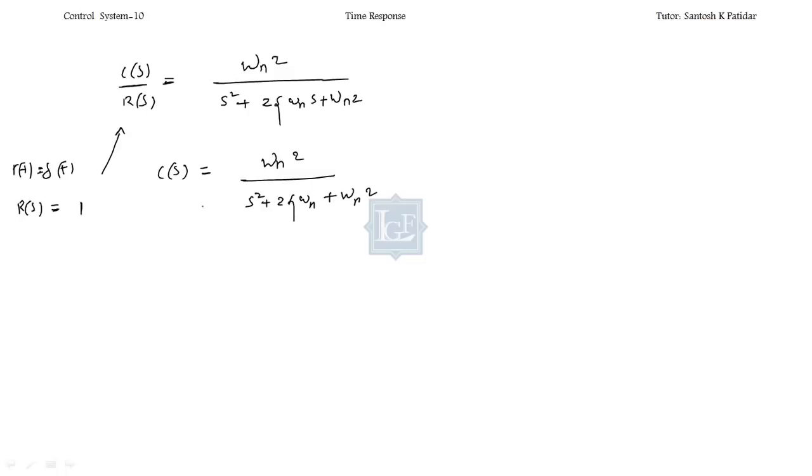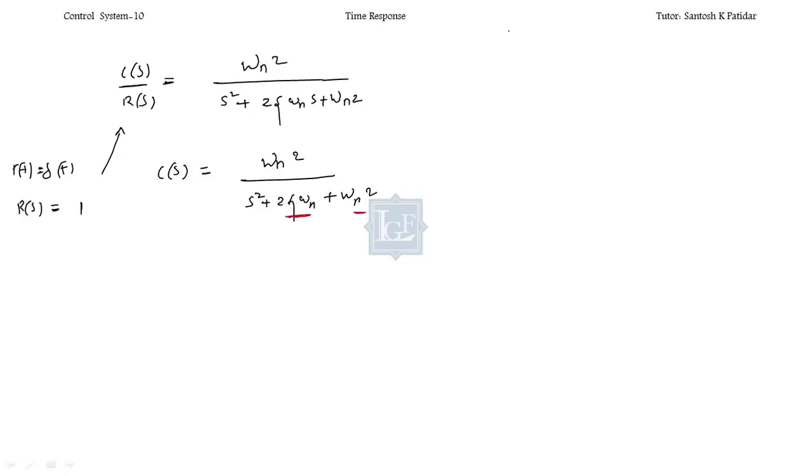Can you draw the output waveform now? No, you cannot, because this zeta parameter is given in the equation. Your output depends on zeta values, correct? Omega n is the frequency, no problem at all, but this zeta is the damping ratio which is going to decide what the output will be.